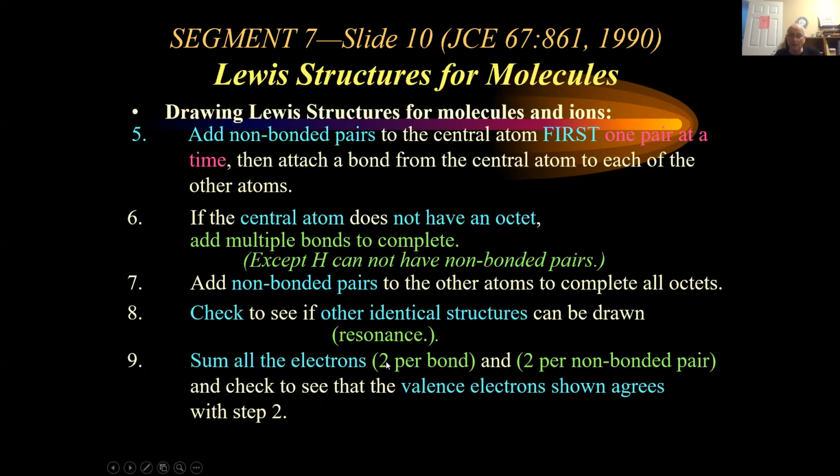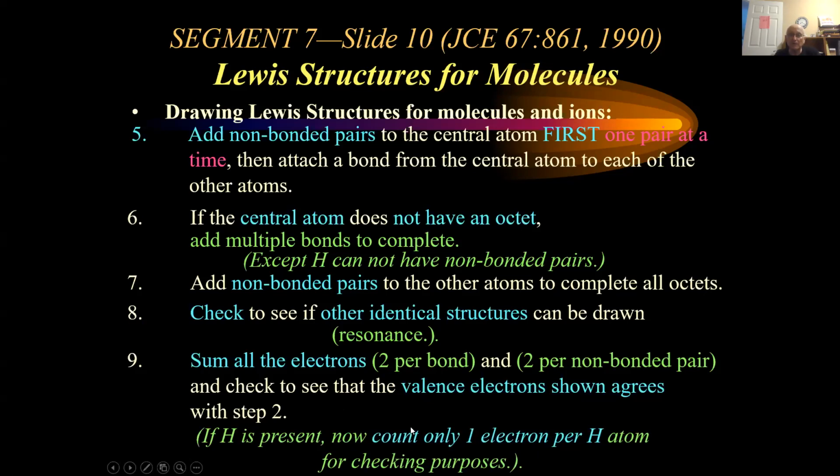So when you add up all the electrons, there'll be 2 for each bond and 2 for each non-bonded pair. And when you add them all up, you make sure that you agree with the number of valence electrons that molecule has. Okay, again now, if we've got hydrogen present, we did the math pretending we were going to get an octet for it. We don't, and we don't put any electrons around a hydrogen other than the bonded electrons. Hydrogen is never going to have non-bonded pairs on it.